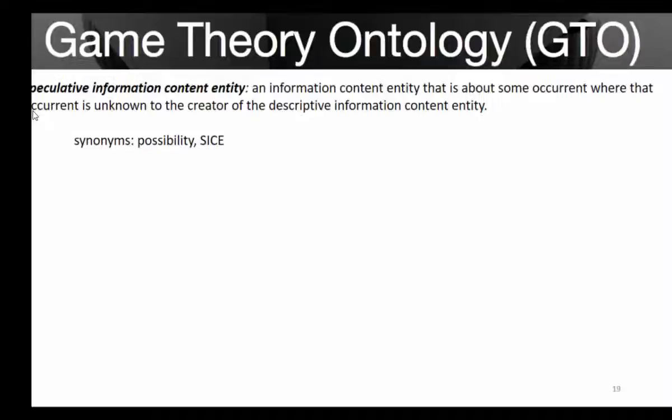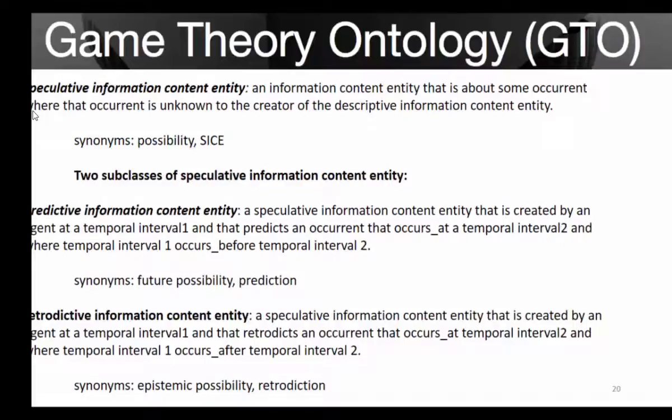So speculative information content entities are information content entities that are about some occurrent, where that occurrent is unknown to the creator of the descriptive information content entities. These are serving my role as possibilities. Then there are two subkinds of these, predictive and retrodictive. So predictive information content entities are going to be the speculative information content entities that are created by an agent at a temporal interval 1 and that predict an occurrent that occurs at a later temporal interval.